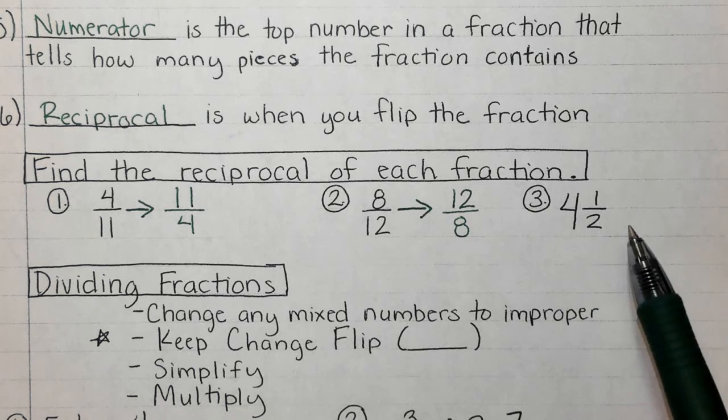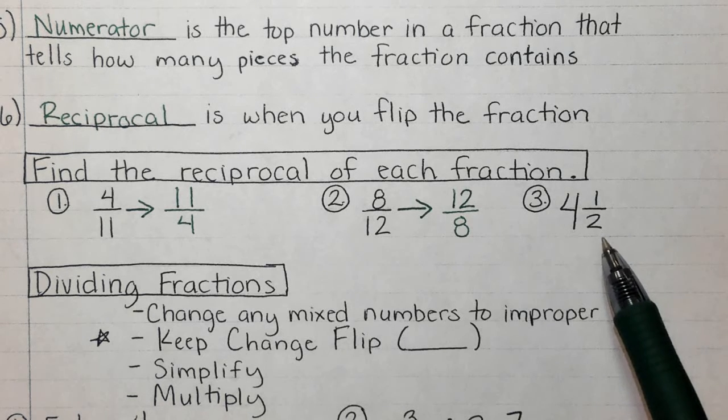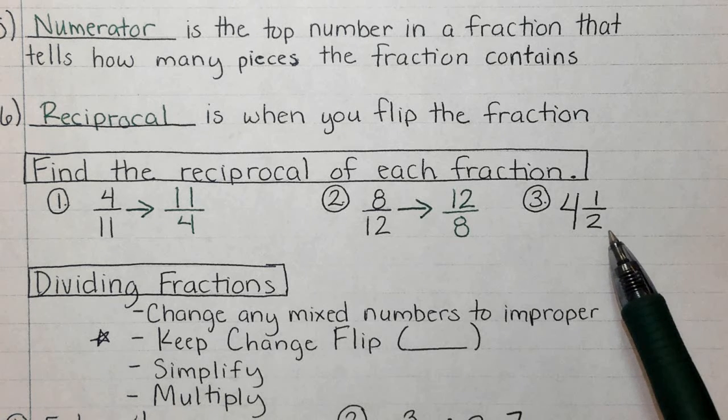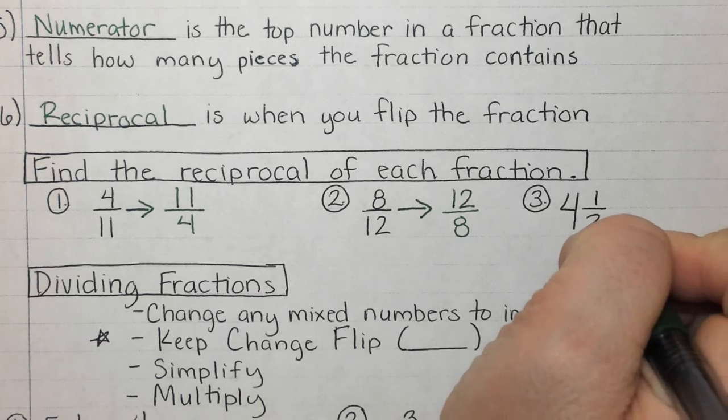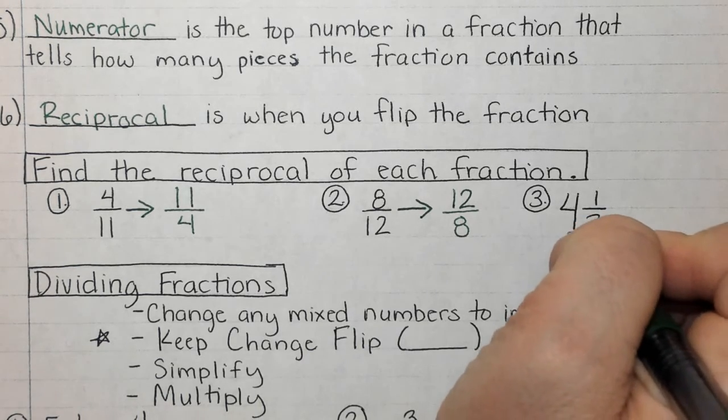Because there is such thing as a reciprocal, but I need to fix it first. Zakaria, what do you think I need to do here? Jeremy? Make it improper. So I want to make it to where I only have a top and a bottom, because then can the top and bottom change places? Yeah, but I can't have this number in the front. So this is what we did last week. So we're going to take the 2 and we're going to multiply it.